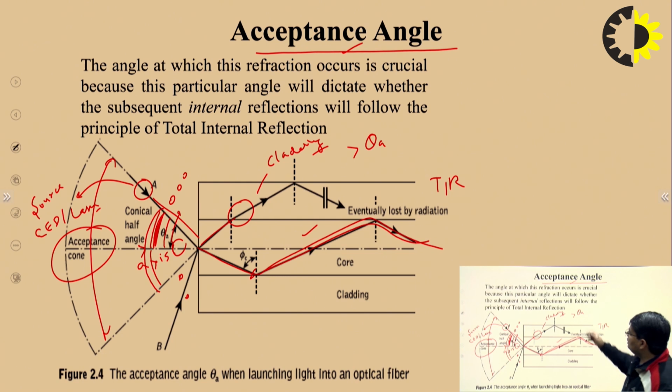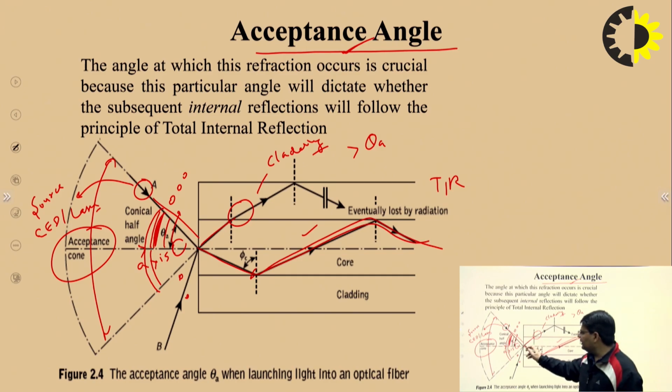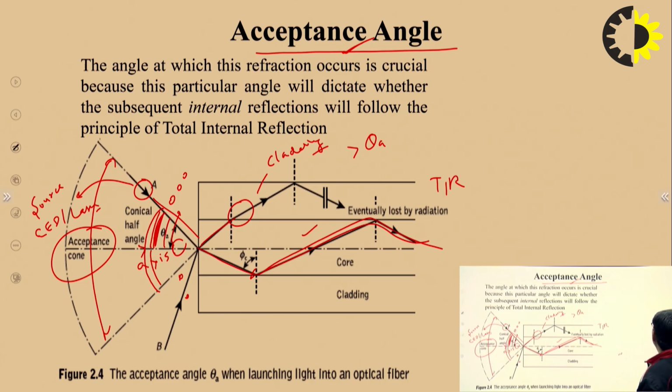So this is the condition required in terms of angle, and this is the maximum allowed angle which the light entering into the fiber makes with the axis of the fiber, so that TIR can be fulfilled. And we can calculate this as sine of theta A equal to numerical aperture. So theta A, the acceptance angle, can be calculated as sine inverse of numerical aperture.